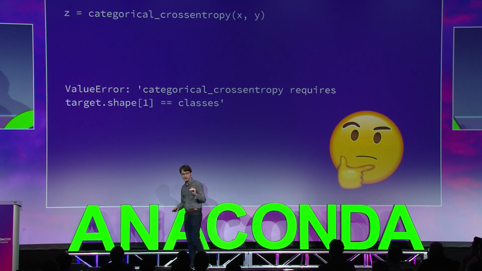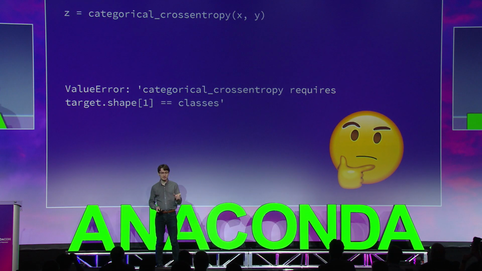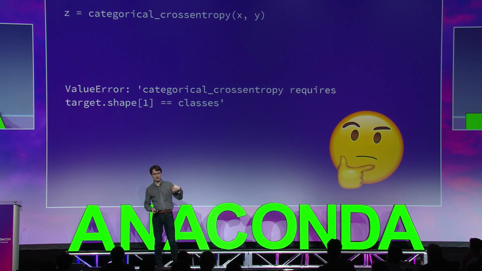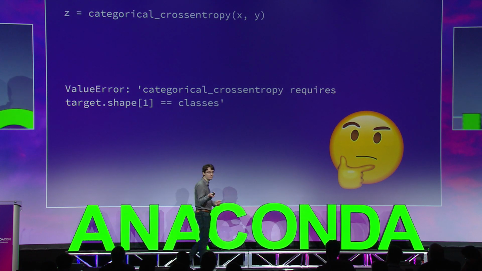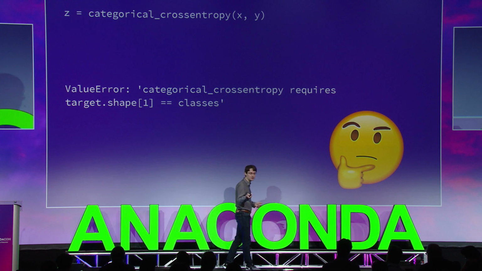Yeah, so going back one slide, if you see this error message, it's kind of ambiguous. Sure, you have some pretty good idea what went wrong. You can start fixing it, but you're not sure if the problem is with the shape of your targets, or if the problem is actually with using the categorical cross-entropy function.